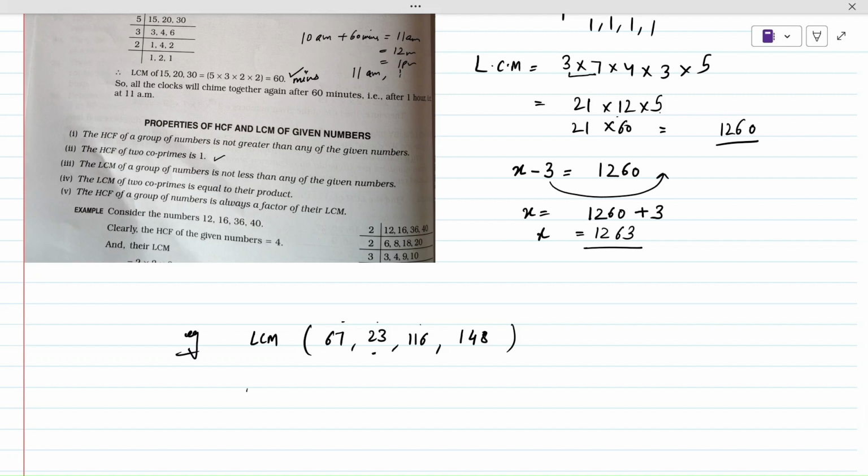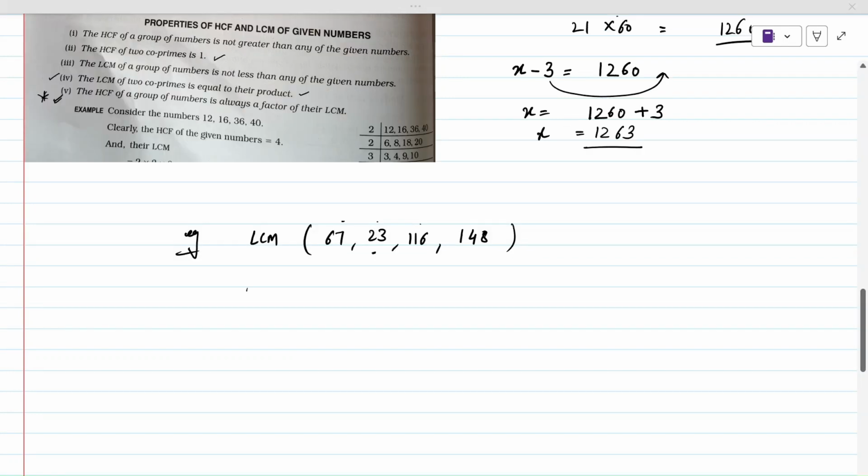Next, the LCM of two coprime numbers is always their product. We know that two coprime numbers are not divisible by each other, so their LCM will always be their product. This we have also done in grade 5, kids. We had questions based on it. So what we have here is that the HCF of a group of numbers is always a factor of their LCM.